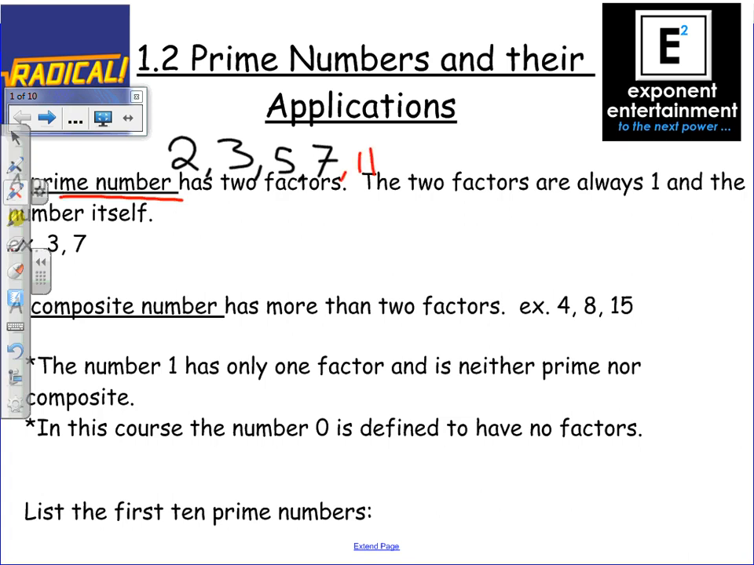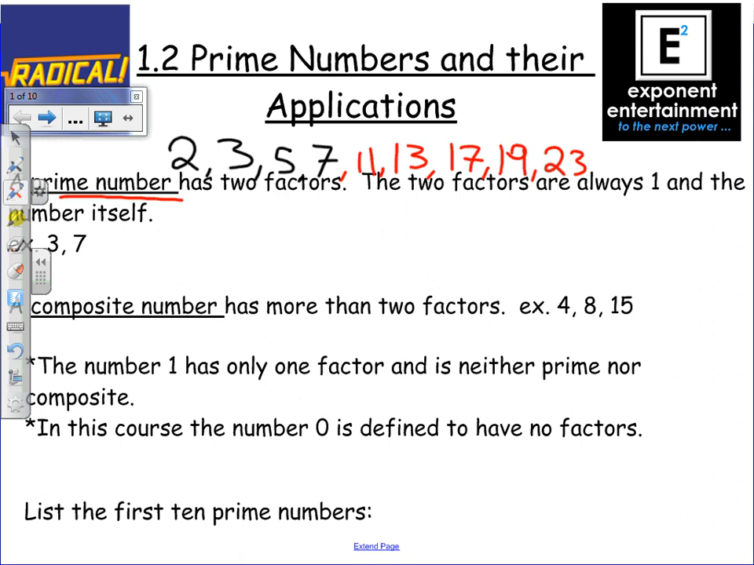Did we forget 9? What's 9 divisible by? 3. So 9 doesn't count. What's the next one? 13. Next one? 17. Next one. Yep, 23. What about 21? Nope, divisible by 7 and by 3.